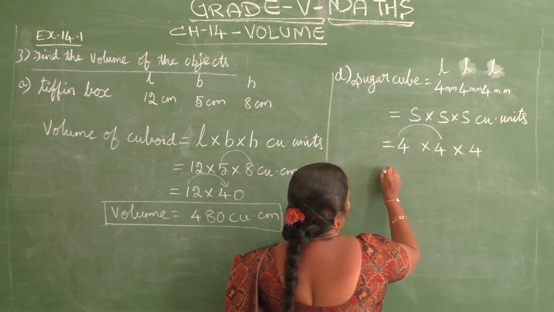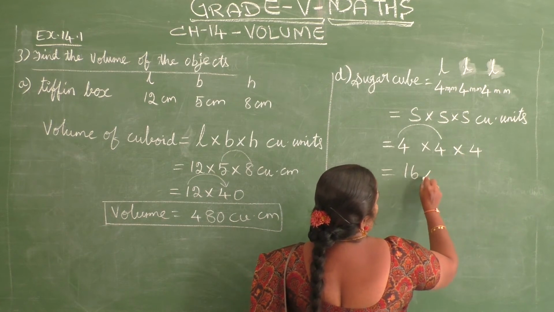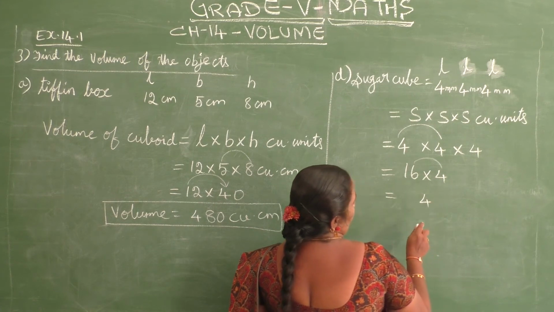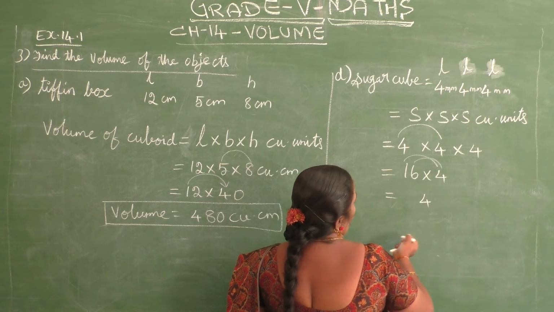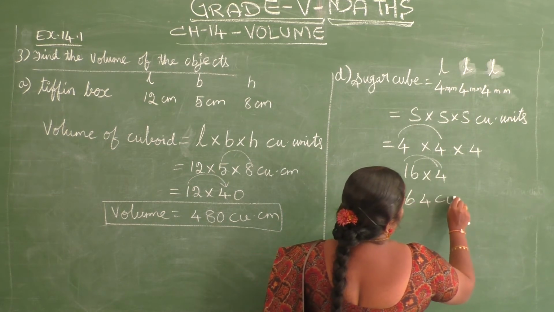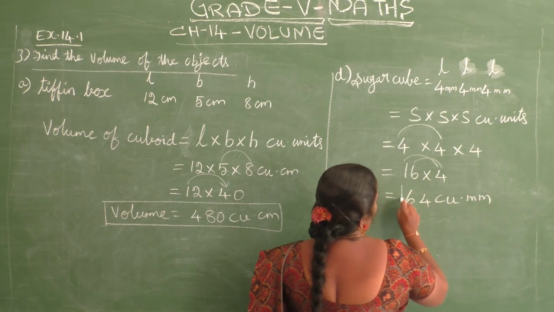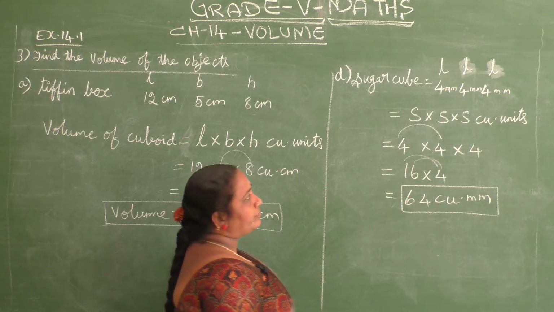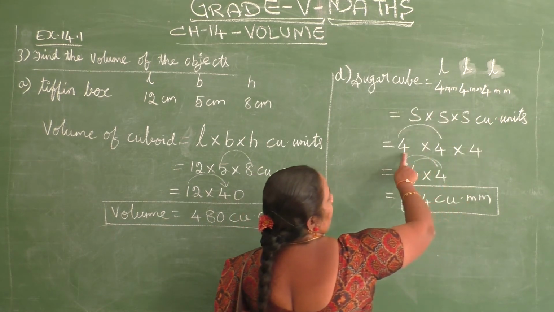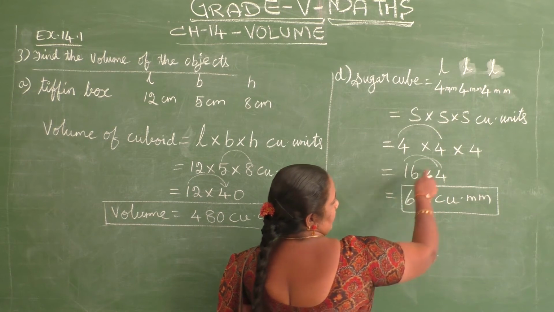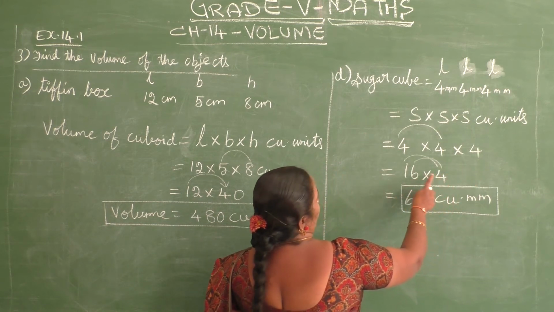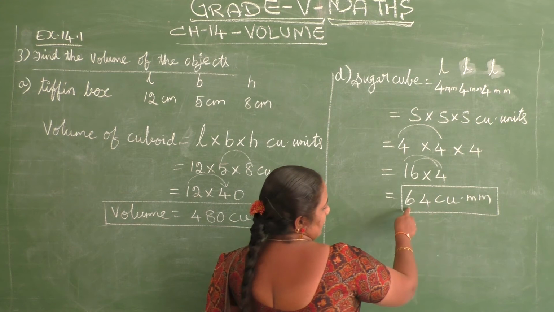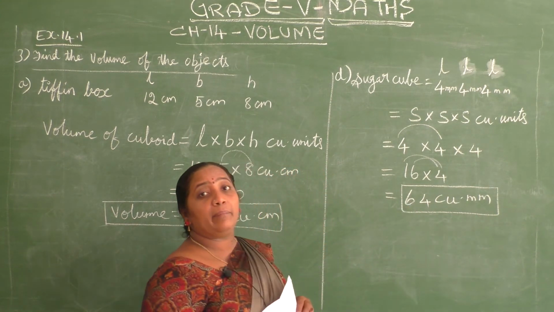4 4s are 16. Then the remaining 4 is there. 4 6s are 24, 24 means 4, remaining 2. 1 4 is 4, 4 plus 2, 6. 64 cubic millimeter. So the volume of the sugar cube is 64 cubic millimeter. Because all measurements are the same, side into side into side. 16 into 4 is 64 cubic millimeter.